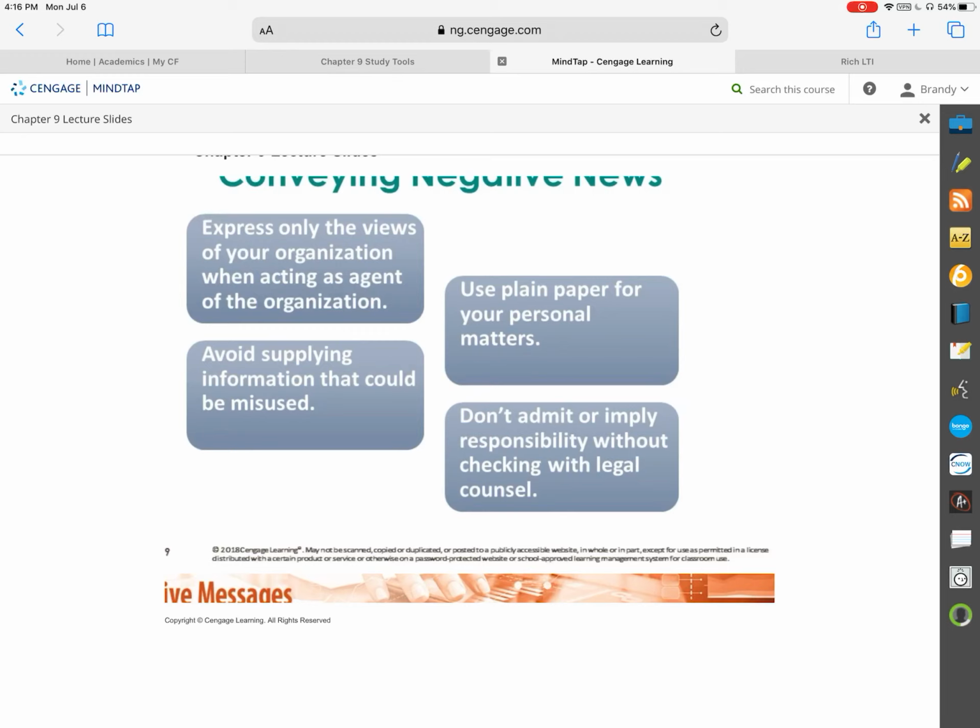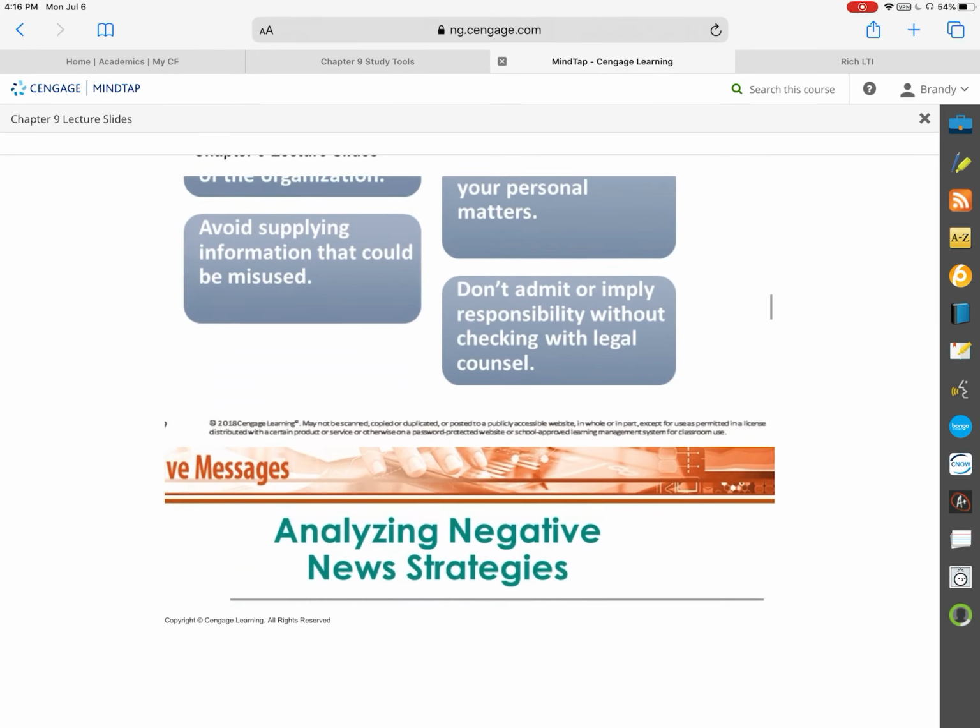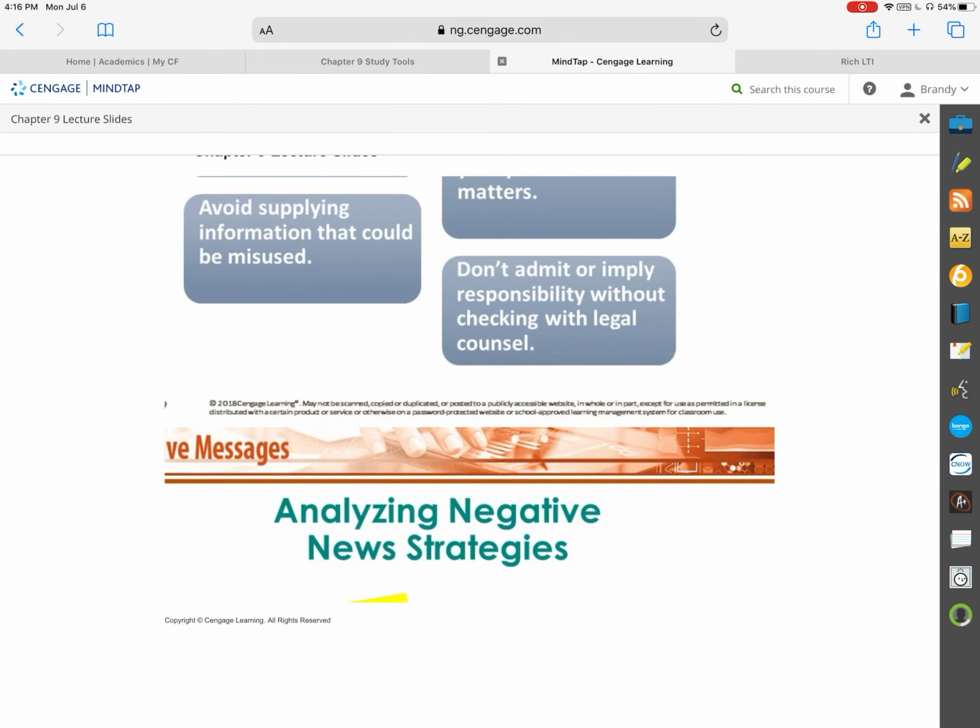I have seen people write different things on letterhead that shouldn't have been written down, but because it was on letterhead, the company is then held liable, because it looks like a document coming from the company. So be very careful. Don't admit or imply responsibility unless you go and ask your legal team or your counsel at your organization.